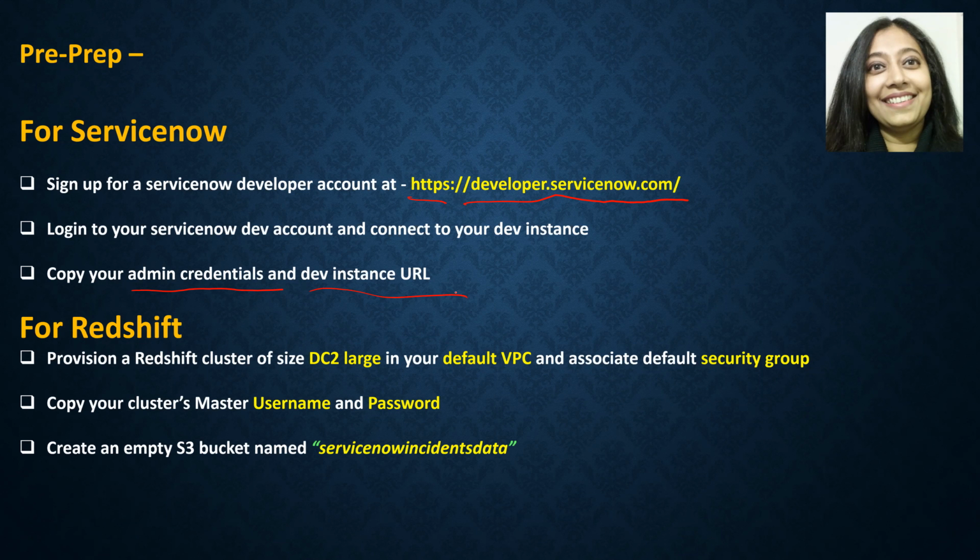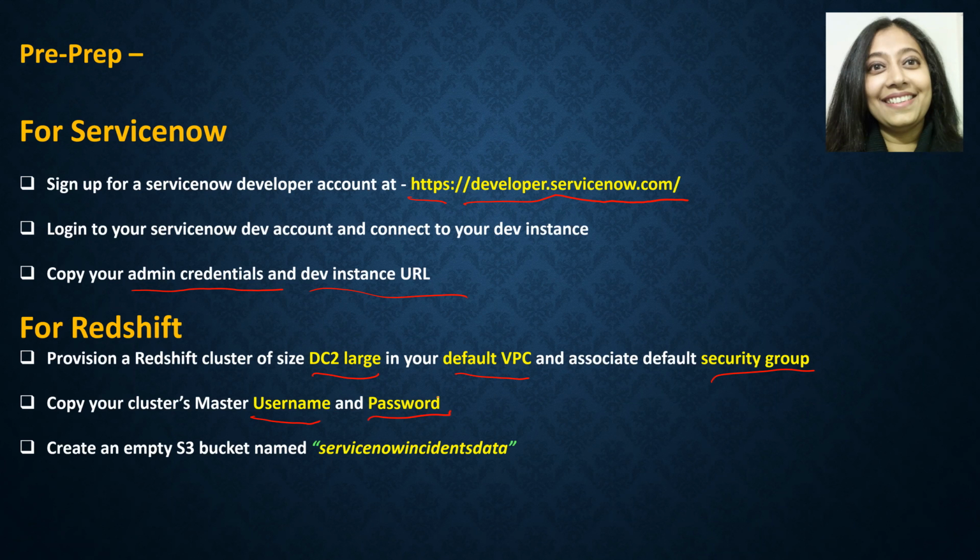Along with ServiceNow, you need to do some pre-prep for Redshift as well. Go ahead and provision a Redshift cluster of size DC2 large in your default VPC and associate your default security group. One thing to keep in mind is the moment you provision this cluster, you will incur charges. Hence, ensure that you release all resources at the end of this tutorial. Now, while you're provisioning your cluster, ensure that you copy your username and password.